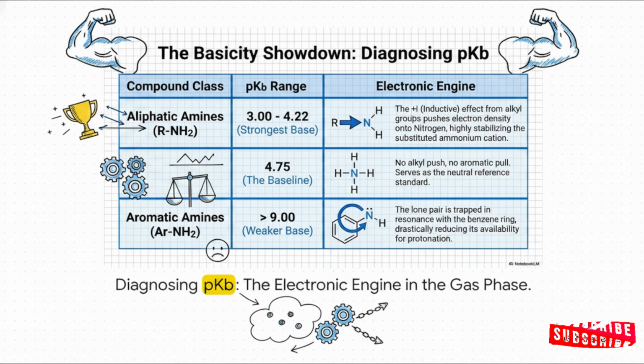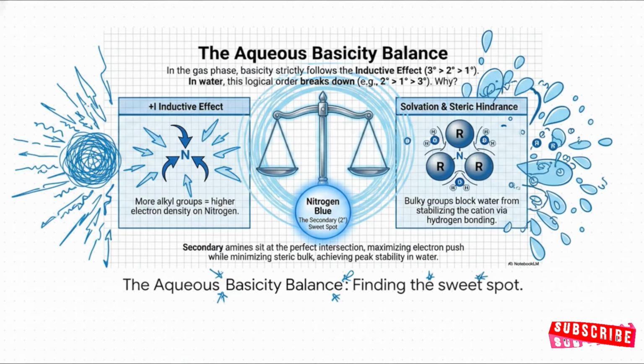It's just a fancy way of saying those surrounding carbon groups are basically cheering the nitrogen on, pushing more negative charge toward it. Aromatic amines, on the other hand, are terribly weak bases. Their lone pair gets trapped running laps around the benzene ring in a process called resonance. But drop them in water, and honestly, that whole logical order just completely breaks down.